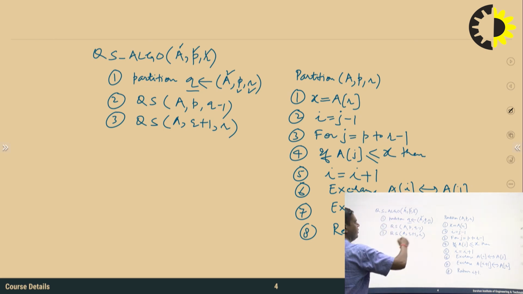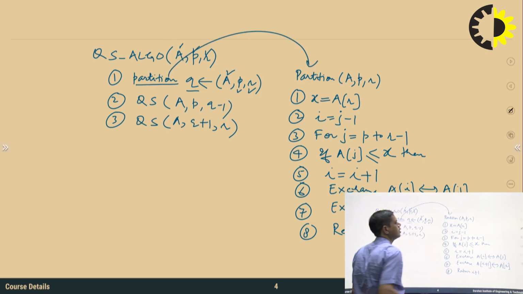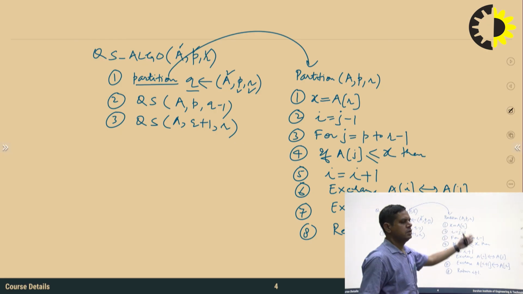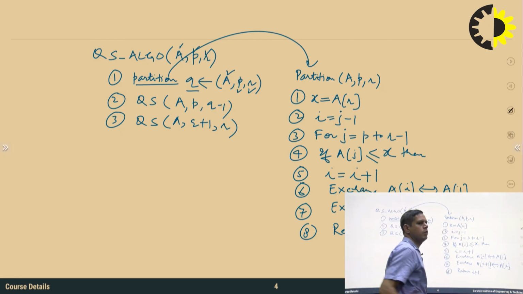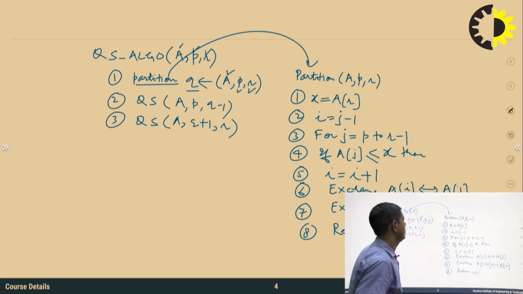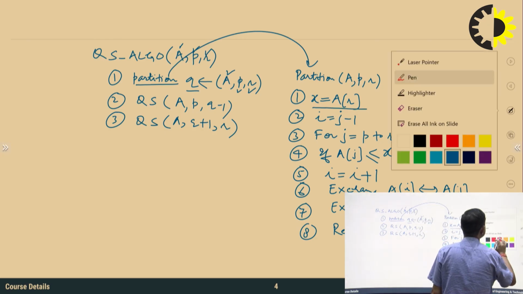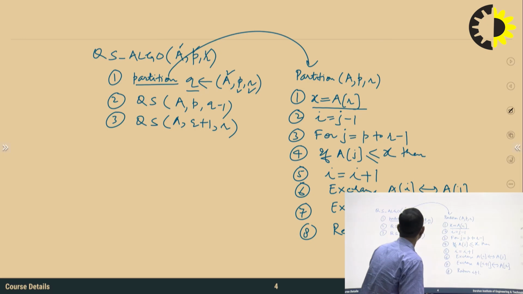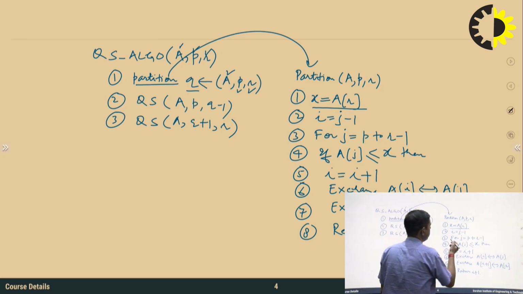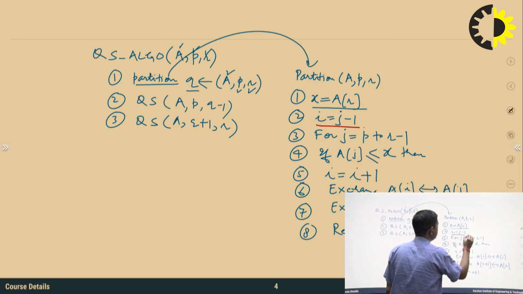Now, when we run this algorithm, first of all, we have to do the partition. It will come here. That means we are doing the partition. A is the array, P is the lower bound of the array and R is the upper bound. First of all, as we have discussed, we have taken the last element as a pivot element. We have taken a variable i, and i means j minus 1.